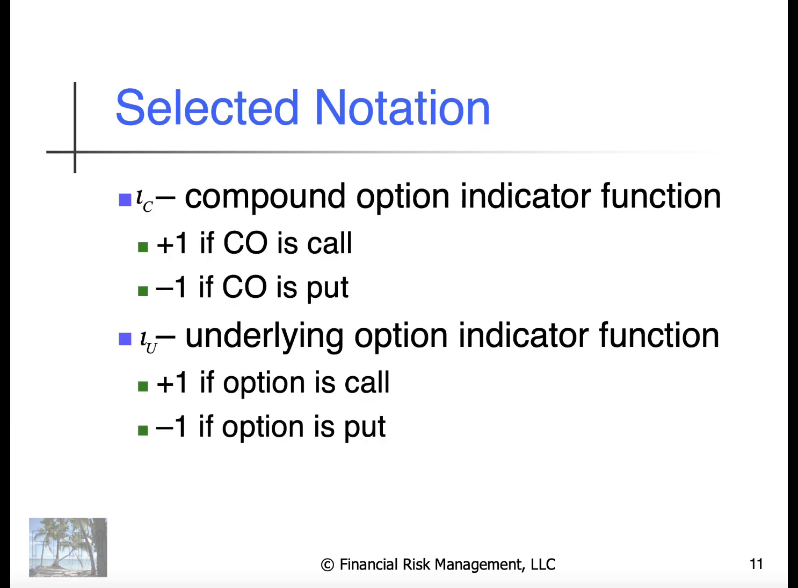If we're going to introduce an indicator function, again, we would rather build one model that values all 4 of these options as opposed to writing 4 separate pieces of R code. And so iota C is the compound option indicator function, +1 if the compound option is a call, -1 if the compound option is a put. Iota U is the underlying option indicator function, +1 if the option is a call, and -1 if the option is a put. And so it should be clear there are 4 different possible combinations. The compound option is a call, the underlying is a call or a put; the compound option is a put, the underlying is a call or a put.